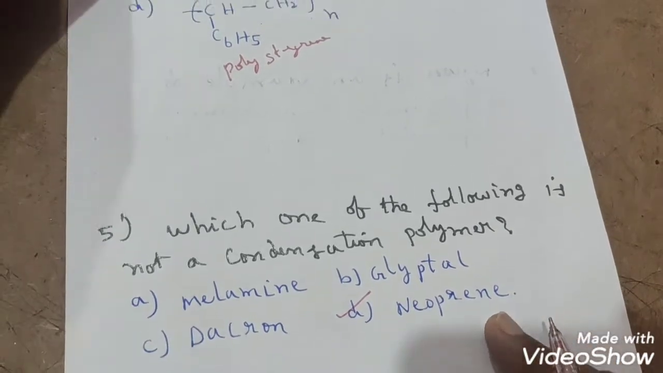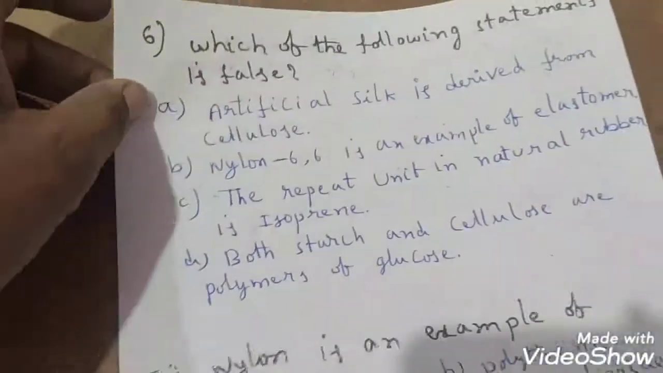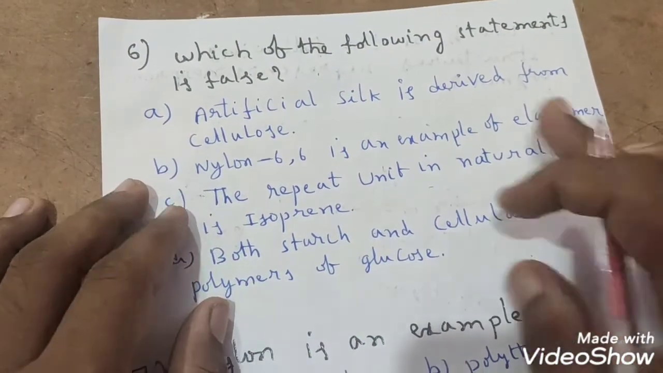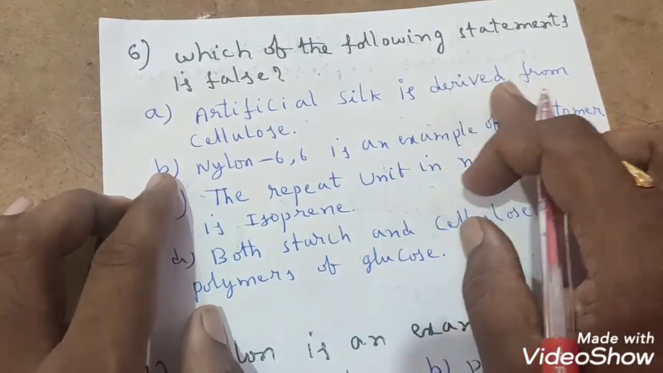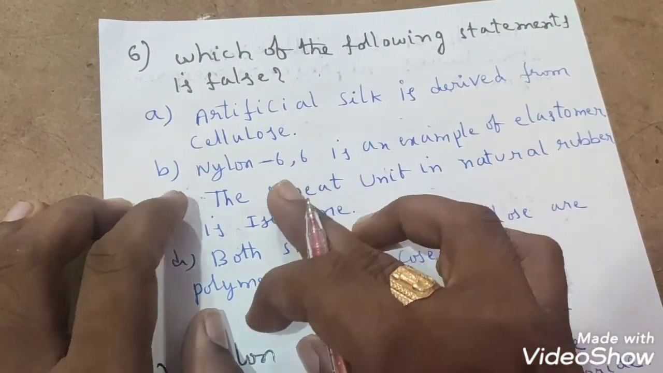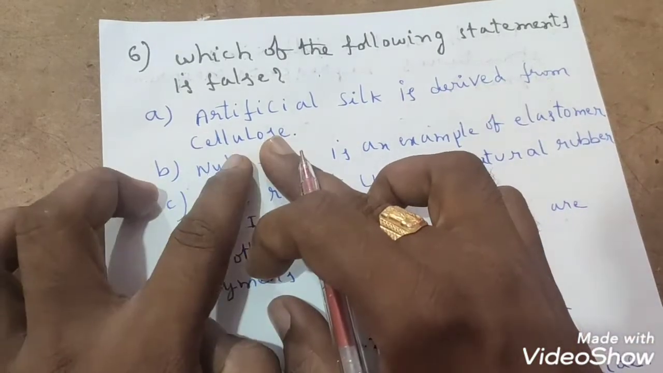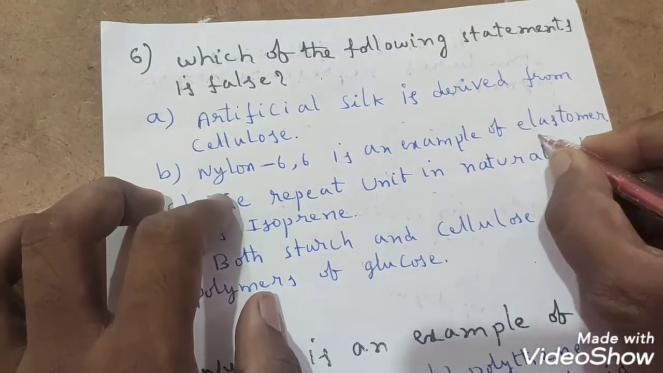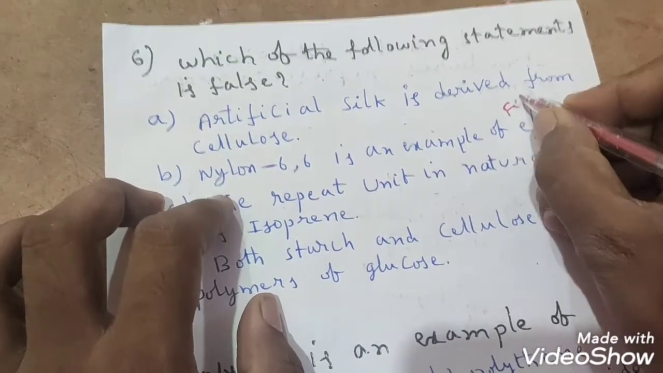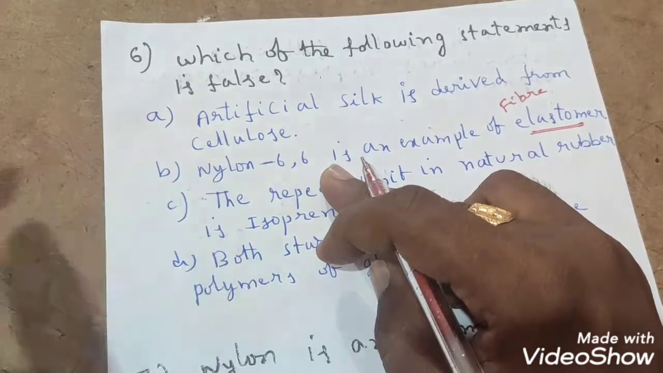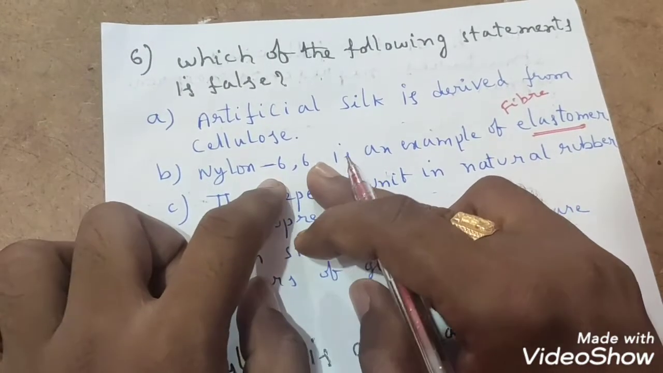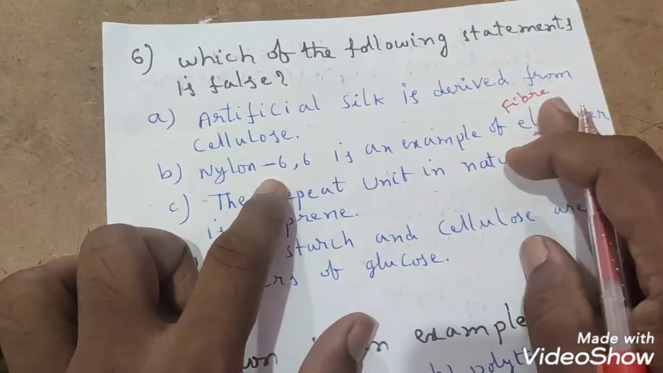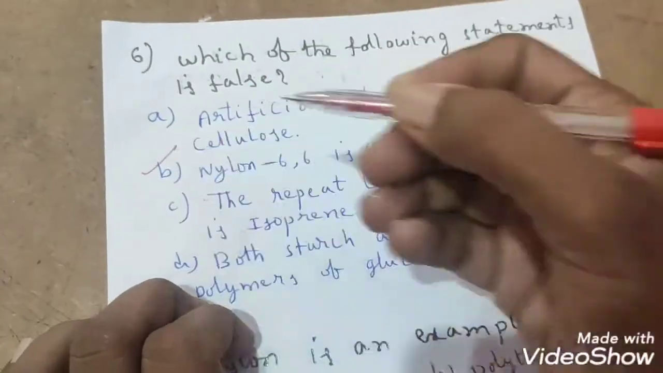Addition polymer, right? Yes. Now, if you observe the next question, which of the following statements is false? Let us see now. Artificial silk is derived from cellulose. Correct only, right? Now, nylon 66 is an example of elastomer. This is not elastomer. This is what? Fiber, student. Nylon 66 and nylon 6 are fibers. In these molecules, amide group is present, right? So fiber, this is not elastomer. So that's why this is the false statement.